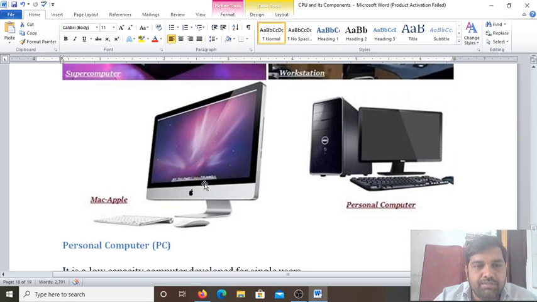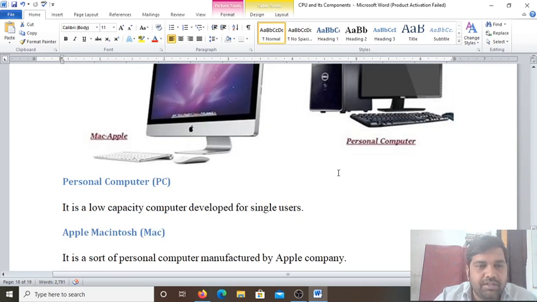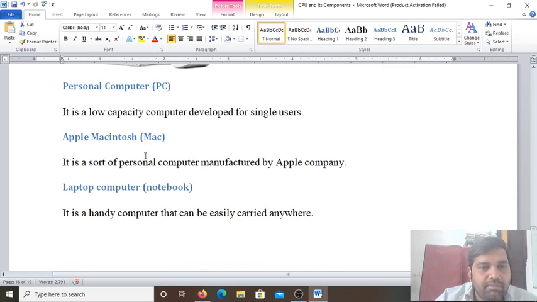This is the Mac Apple computer. This is the personal computer. Now see the personal computer, which comes in the category of the microcomputer. It is a low capacity computer developed for single users. Microcomputers are also known as the personal computer. So personal computer and microcomputer are the same thing. This type of computer uses microprocessors. Their cost is less and they are very small in size. The most popular types of personal computers are the IBM PC and the Apple. Now you can see the Apple Mac computer, a sort of personal computer manufactured by the Apple company.